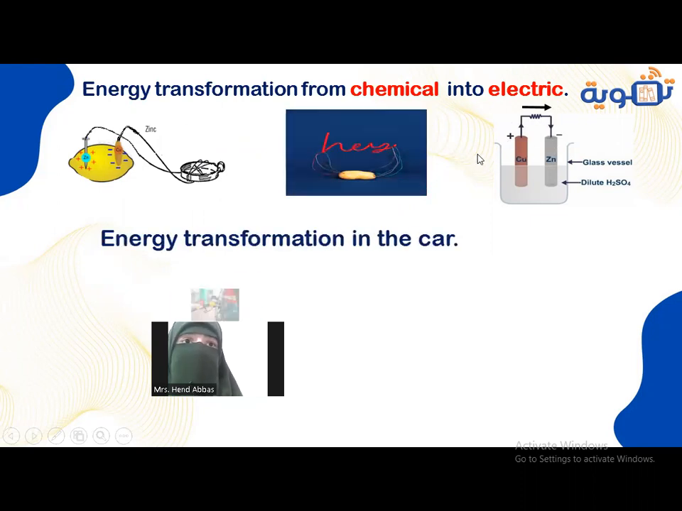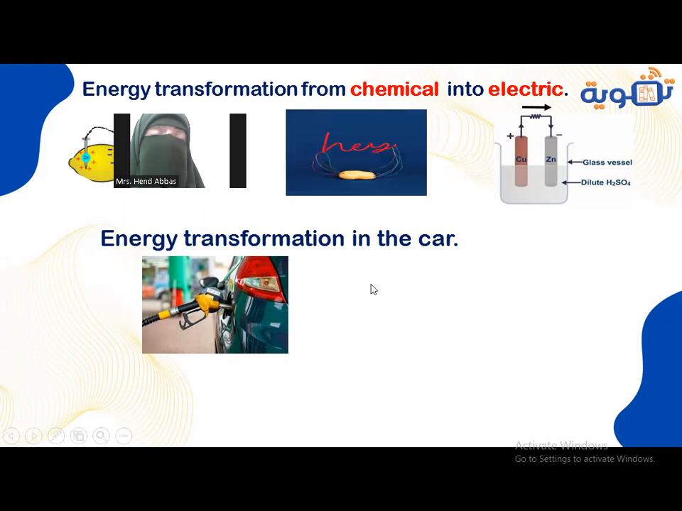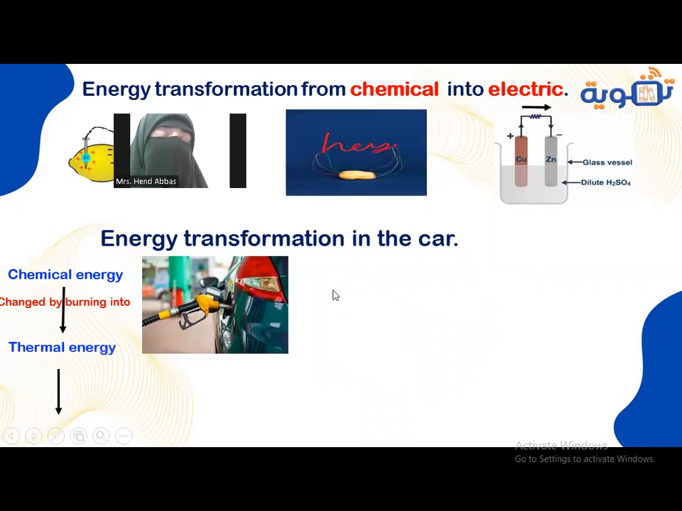Okay, let's see the energy transformation in the car. First, you go to the car station and put some fuel inside the car. The fuel stores chemical energy. This chemical energy is changed by burning into thermal energy. Then quickly, it is changed to mechanical energy. Now with mechanical energy, the car can move.